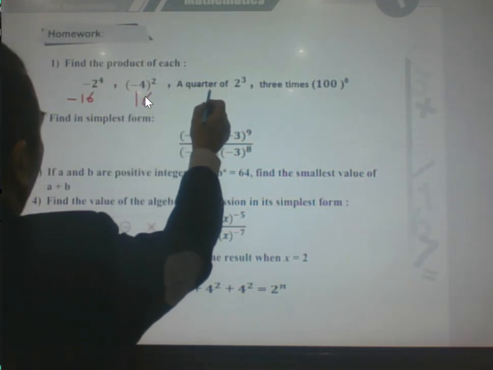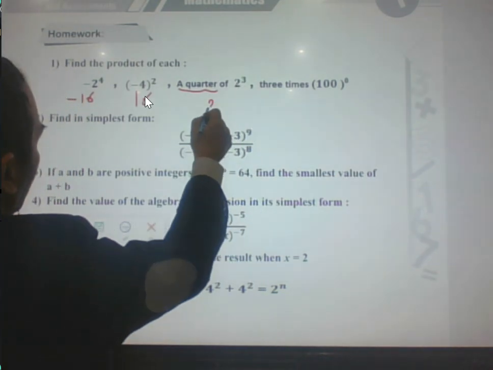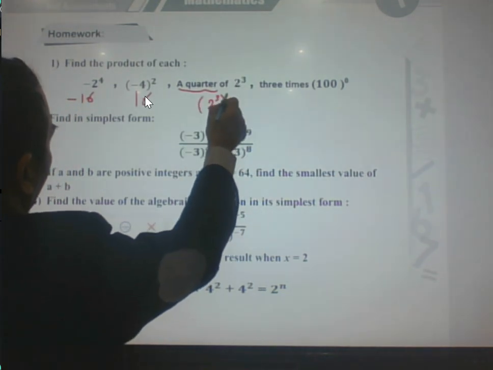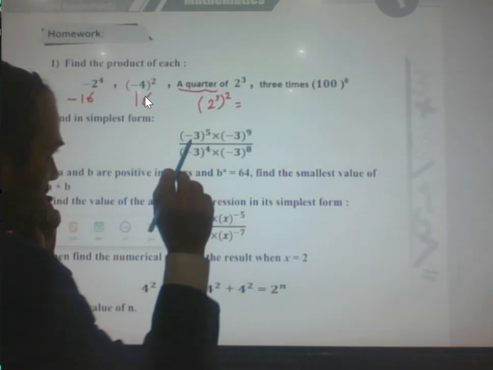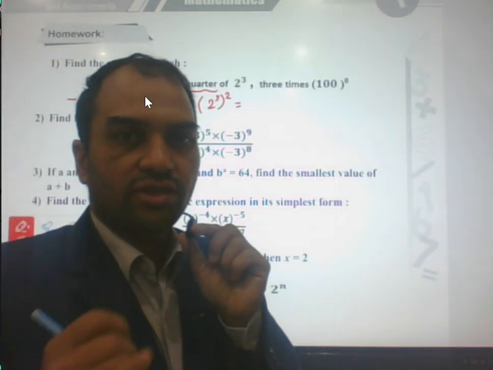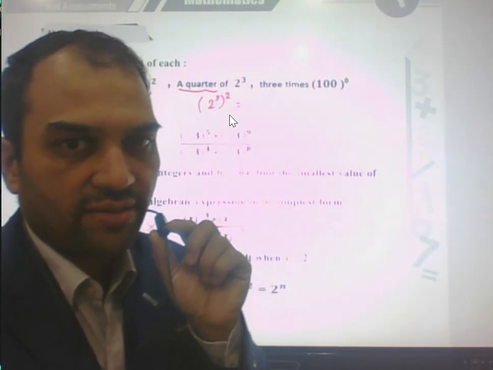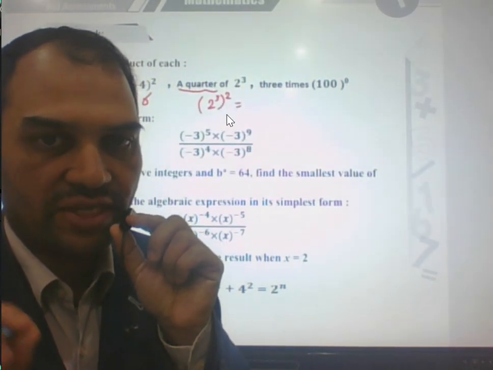Next question, a square of 2 power 3. 2 power 3 squared, it means all power 2. It means the product of itself. We know 2 power 3 equals 2 times 2 times 2. 2 times 2 times 2 equals 8. 8 times itself will be 64.